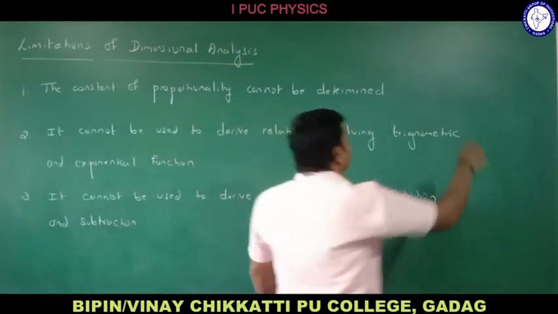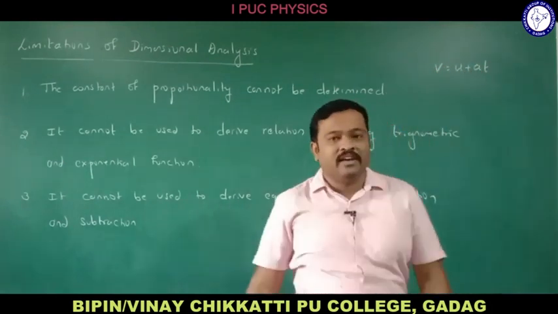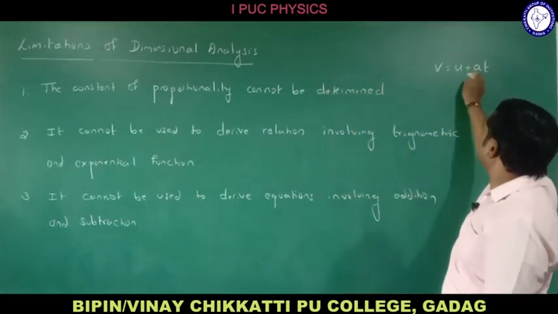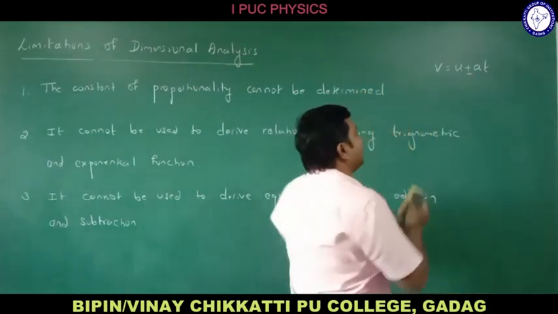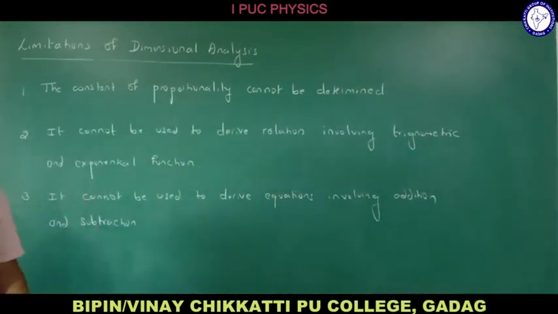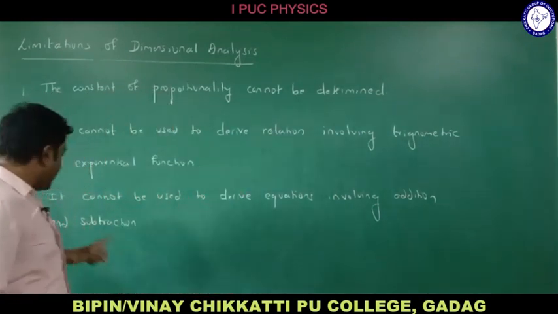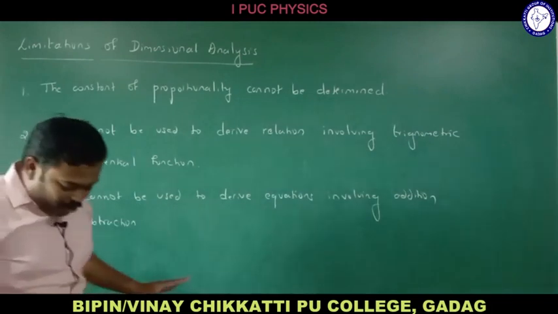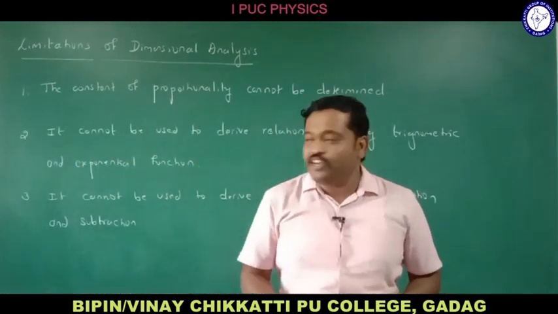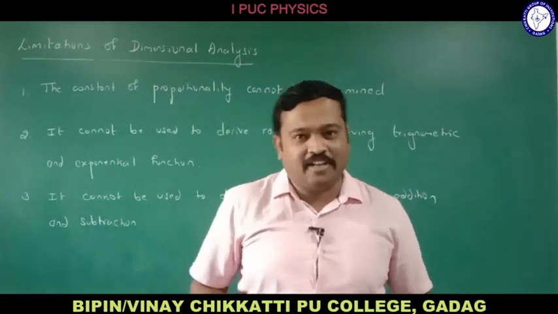For example, there is an equation of motion, that is v is equal to u plus at. This cannot be derived by using dimensional analysis because it has what? Addition, right? If it has addition or subtraction, it cannot be derived. If it has multiplication or division, yes, we can derive it. But if the equation has addition and subtraction, we cannot use dimensional analysis to derive such a relation. So these are some of the limitations of dimensional analysis.